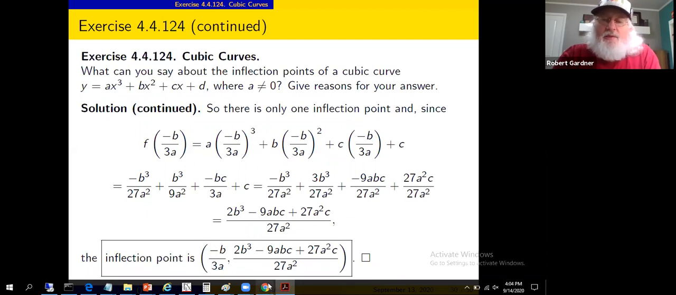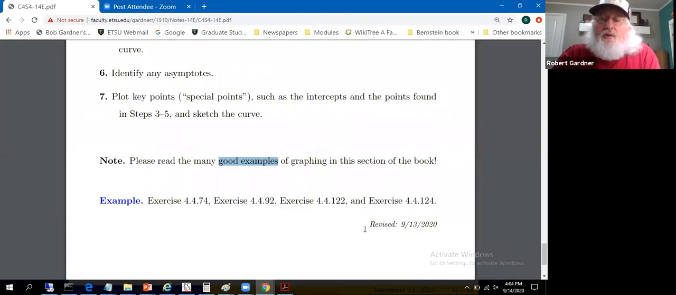And excellent. So there's a pile of information on graphing. Let me emphasize again. Read the examples in the book. There's a whole bunch of examples in the book. They're good examples. I avoided doing them here.